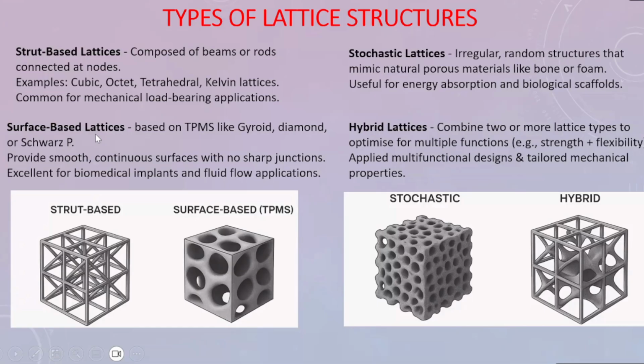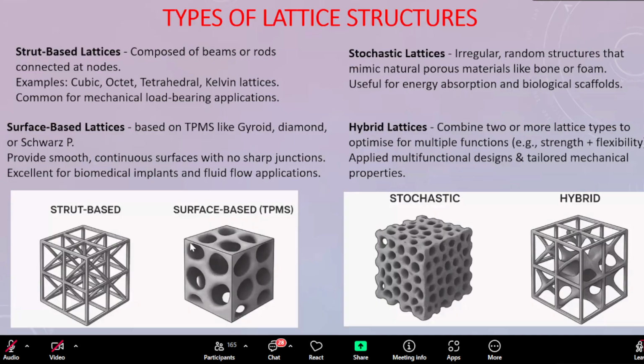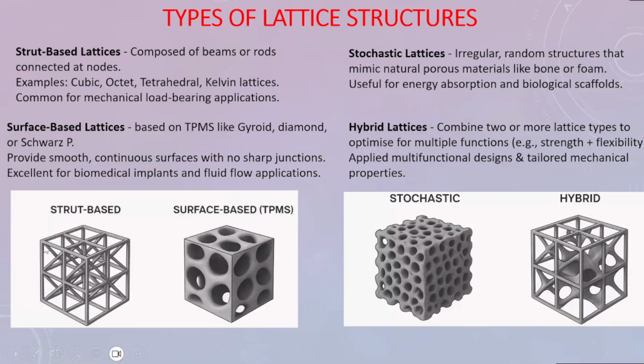But if you have this kind of surface based lattice, you can have complex geometries like gyroids, diamonds, Schwarz P. These are called smooth surfaces. So instead of sharp transitions, you can have this kind of smooth transition. So for effective load transfer and reducing sharp corners and joints, especially for biomedical implants or fluid flow applications, people have been working on these TPMS structures.